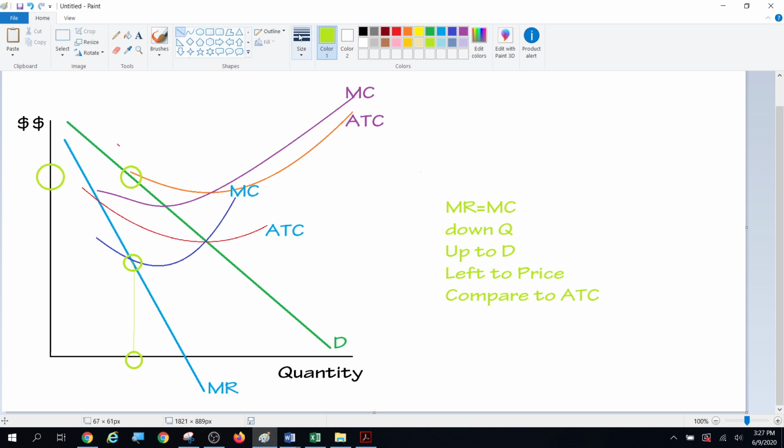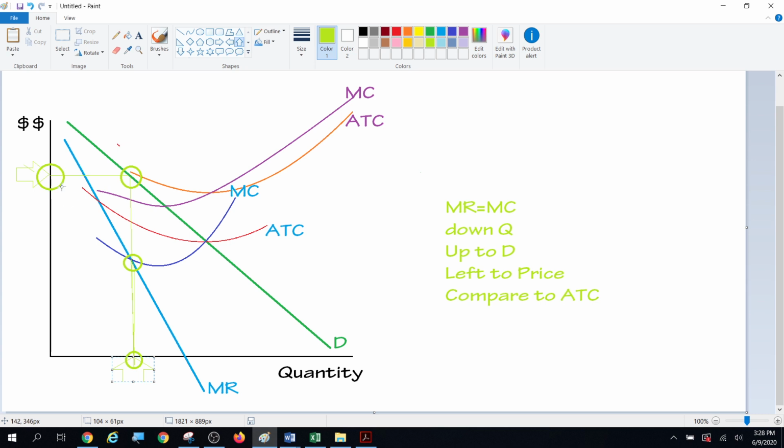And so what we're doing here is we found where the MR equals MC, went down to the Q, and then went up to the D. From there, we go over to the left to the price at P, and that would be our profit maximizing price right there. That's our profit maximizing price. This here is our profit maximizing quantity to produce right there.